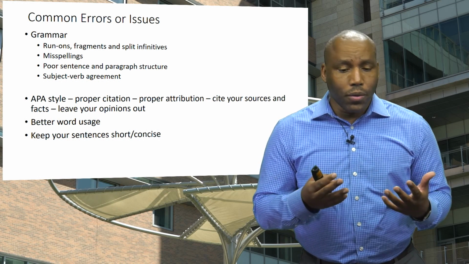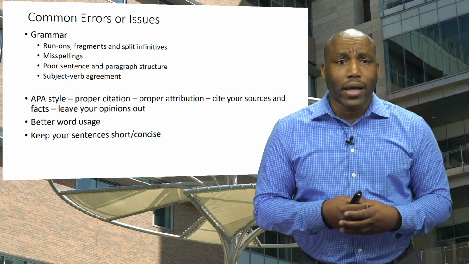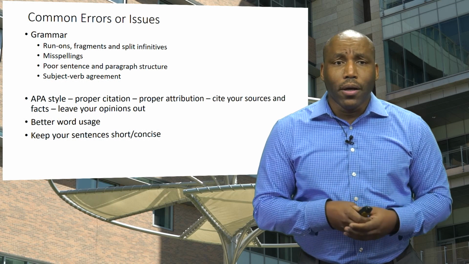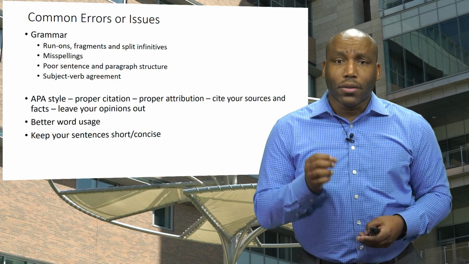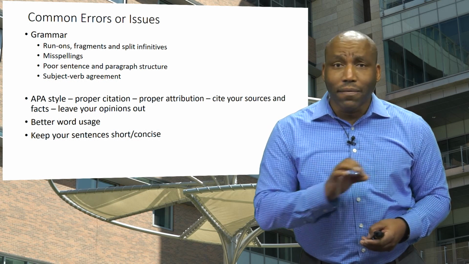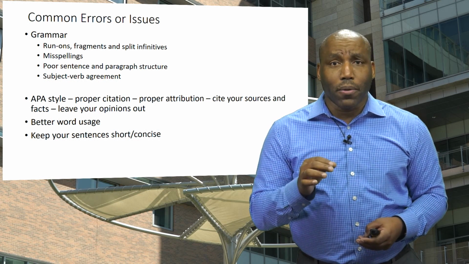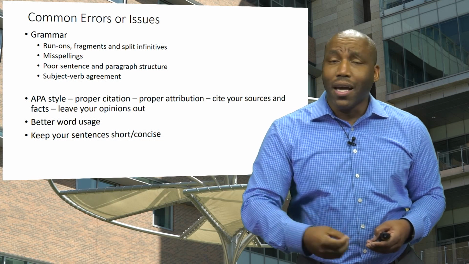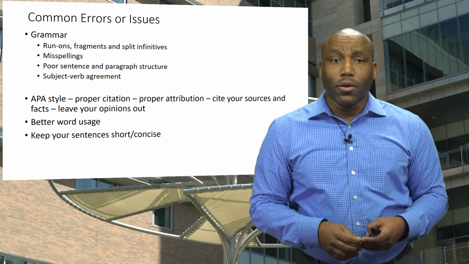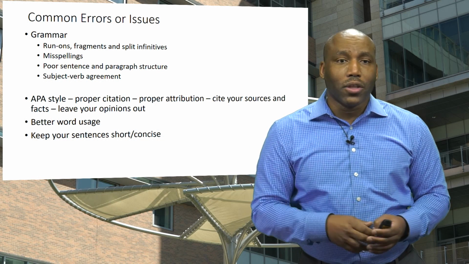And you can go to the Purdue OWL online website. It shows you all the APA style. Make sure you're doing proper citation and proper attribution. Cite your sources and facts. Leave out your opinions in the paper. Let your experts and the research that you've done speak for themselves. Quote them in your paper. You can paraphrase it. Just make sure you cite the source.